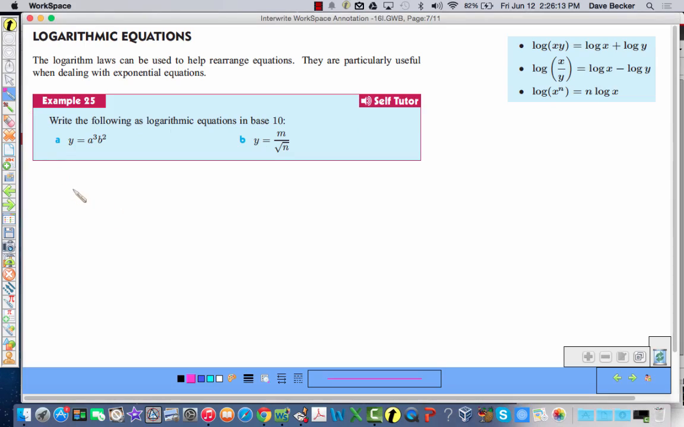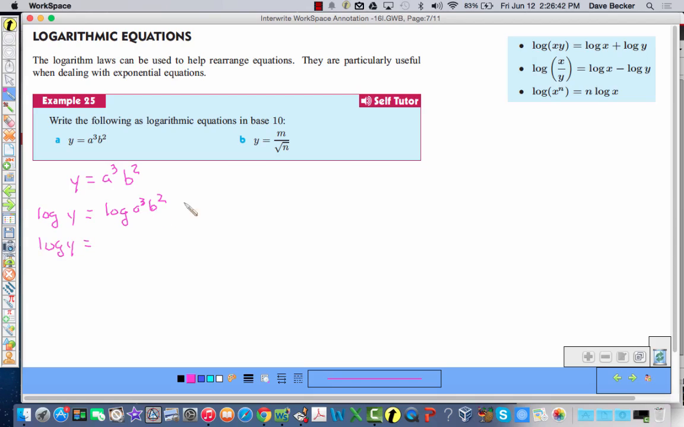Okay, so I have y equals a cubed b squared. So I'm going to take the log of both sides. And again, if I do not write a base, then it is base 10. So I'm going to say log y equals log of a cubed b squared. Okay, and I'm just going to use my laws here. And I'm going to say log y to break it down as much as possible.